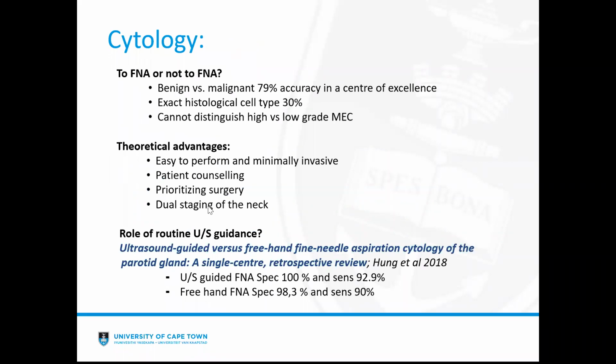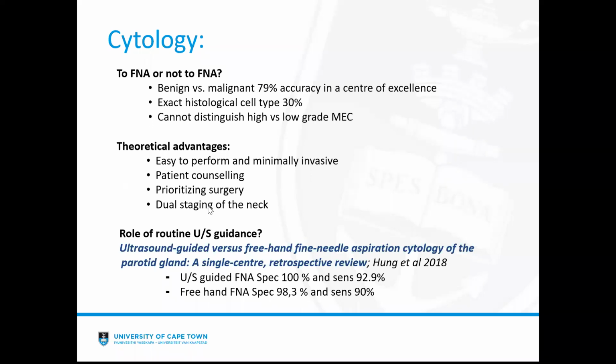So if we move on to the role of cytology in parotid tumors, the ultimate question: to FNA or not to FNA. The first point to emphasize is that FNA has an overall accuracy of 79% in differentiating benign from malignant tumors. And this is in a center of excellence conducted by an experienced cytopathologist. Secondly, it's only able to determine the exact tumor subtype in 30%, and it cannot accurately distinguish between high and low-grade mucoepidermoid. Based on these three factors, one should not rely on cytology results alone to make key management decisions regarding the need for and extent of parotid surgery, decisions regarding the facial nerve, neck dissection, palliation, and radiotherapy.